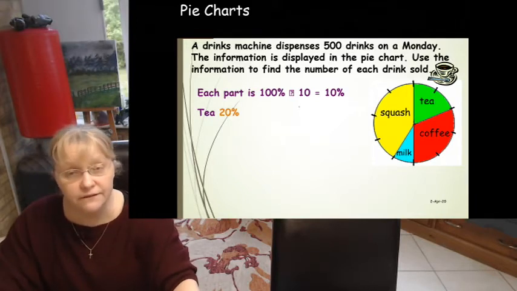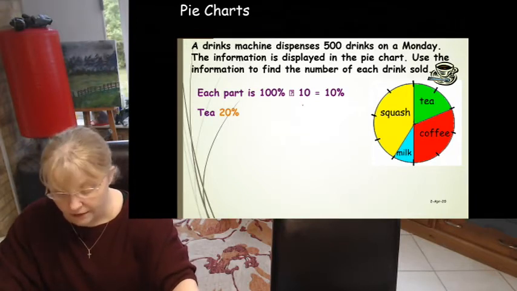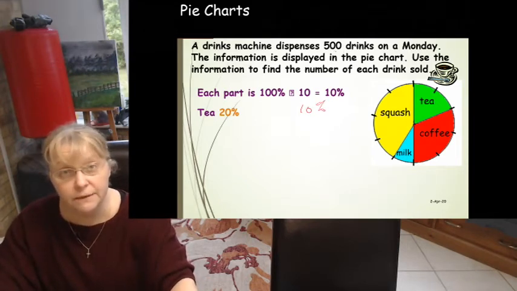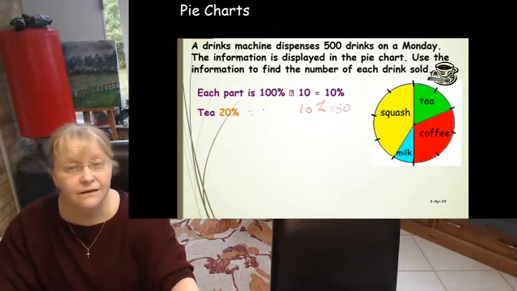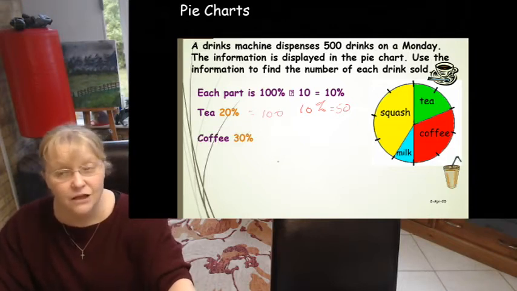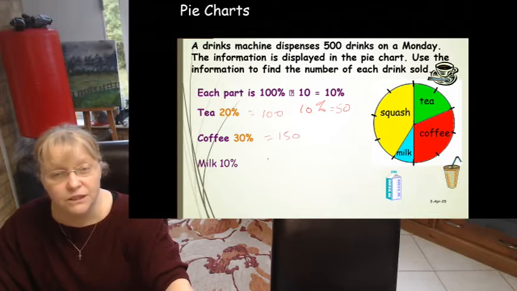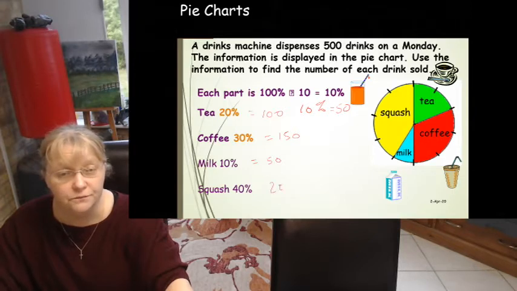Now a good way to find 10% is basically the 500 divided by 10, which is 50. So 20% would be, hopefully you've just come and said 100. So 30% would be 150. The milk, which is 10%, would be just 50. And the squash would be 200.